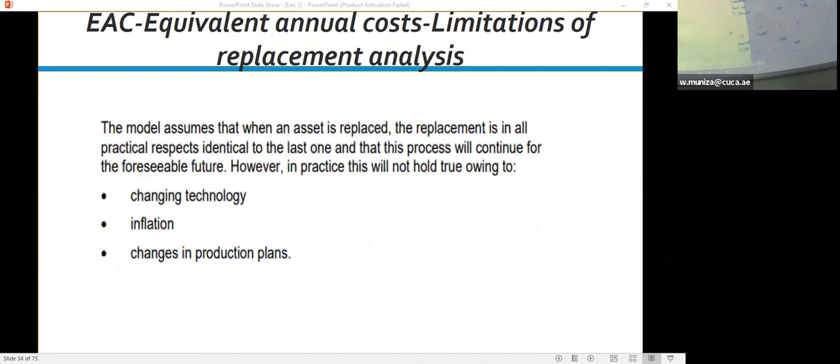Okay. Now, students, what are the limitations of the replacement analysis? We do not consider the factor of changing technology in it. We are not considering the factor of inflation in it. We are not considering the changes in the production plans. So these are the basic limitations of the replacement analysis.